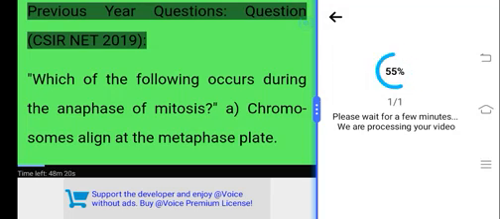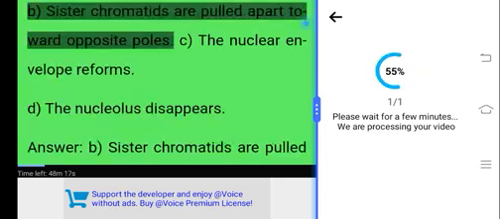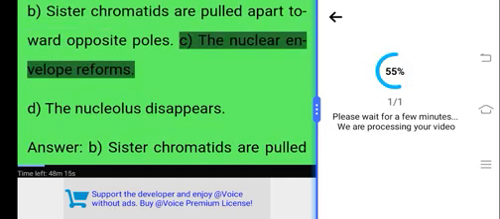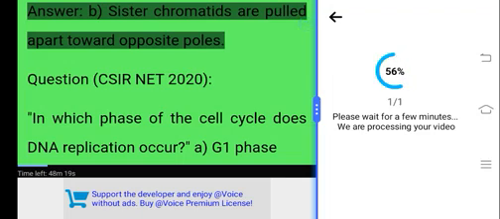Previous year questions. Question, CSIR NET 2019. Which of the following occurs during the anaphase of mitosis? A, chromosomes align at the metaphase plate. B, sister chromatids are pulled apart toward opposite poles. C, the nuclear envelope reforms. D, the nucleolus disappears. Answer: B, sister chromatids are pulled apart toward opposite poles.